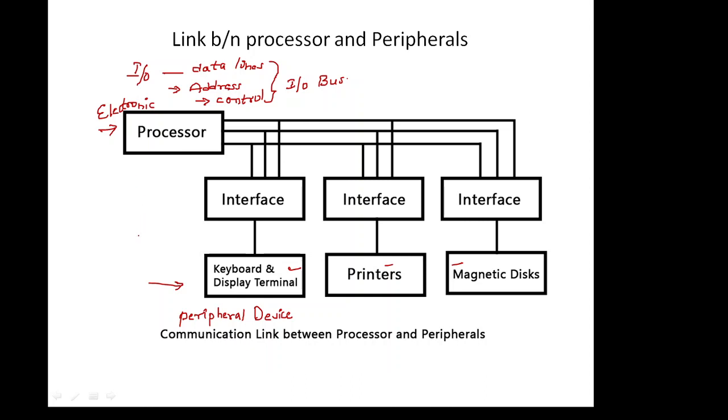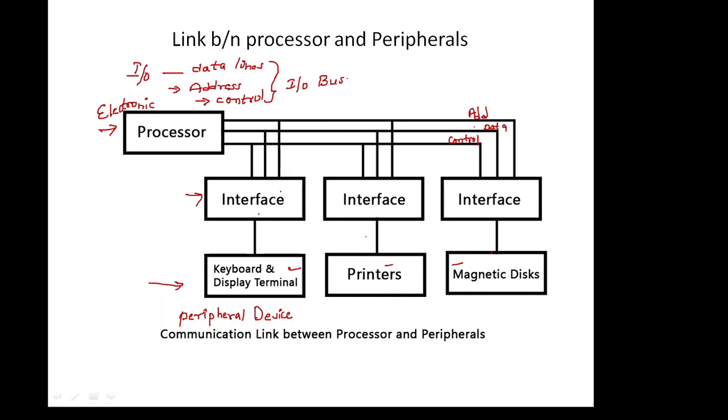In order to transfer the data from one format to another, we have to implement an interface. This interface is attached to each and every peripheral device. Each interface decodes the address and control received from the IO bus. This is the address line, this is the data line, and this is the control line.